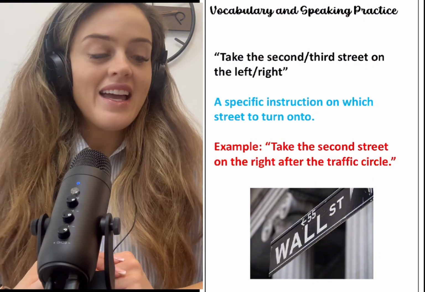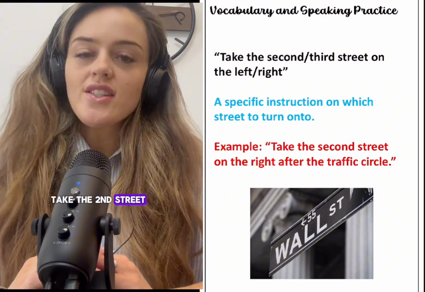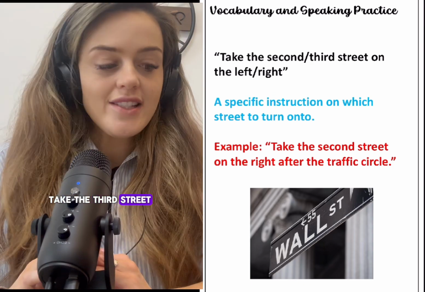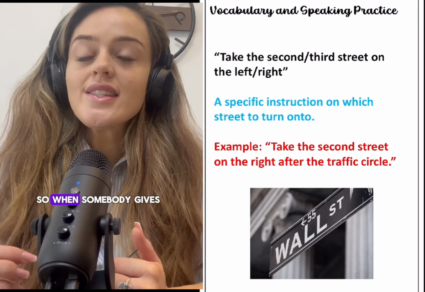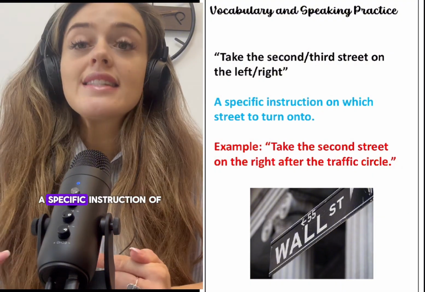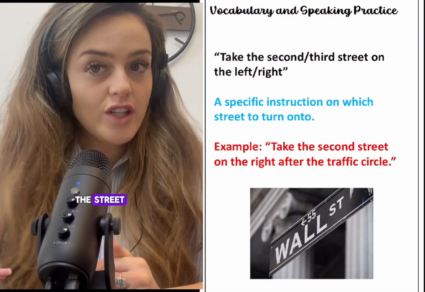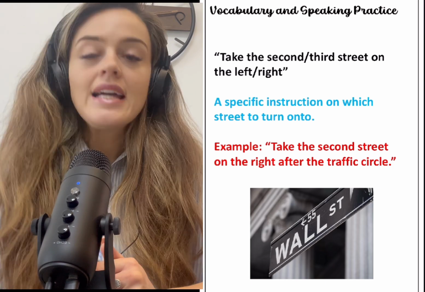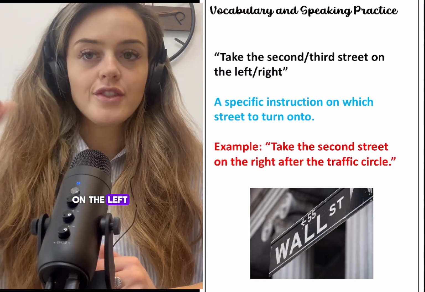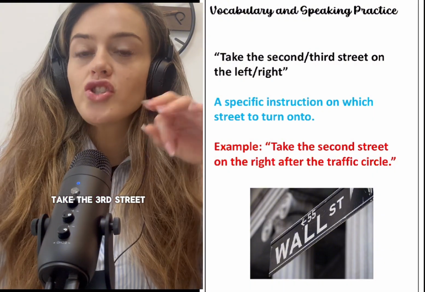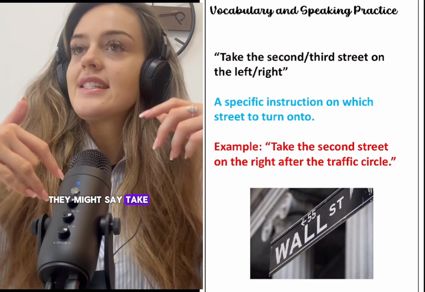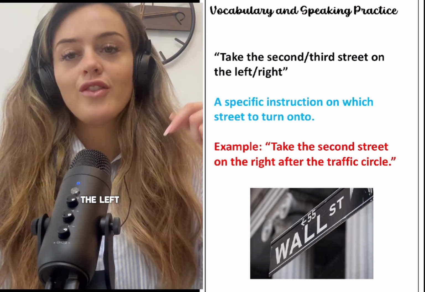Next phrase. Take the 2nd street on the left. Or take the 3rd street on the right. So when somebody gives you directions, they might give you a specific instruction of the street you need to turn onto. Take the 2nd street on the left. Take the 3rd street on the right. They might say, take the 1st street on the left.